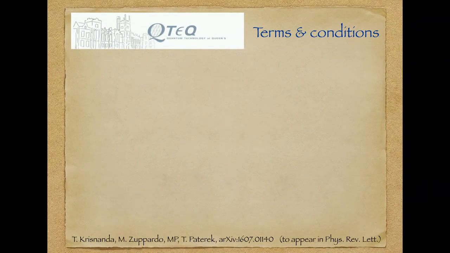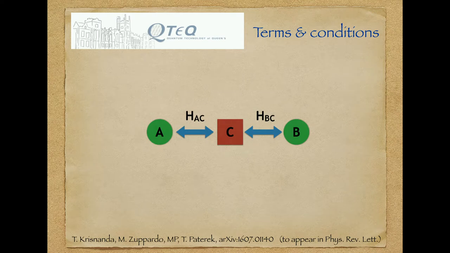Okay, so let's see the context, the terms and conditions for the protocol that I want to illustrate to work. As I said, I have a system C in the middle, and I cannot access C directly. I have A and B, and these are my two probes. What I am allowing for is just bilocal interactions. I allow A to interact with C through a Hamiltonian H_AC, which I'm not going to specify. I allow for the same thing between B and C, so there is a Hamiltonian model that describes the interaction between B and C, but there is no term that connects A and B, no interaction that connects A to B directly.